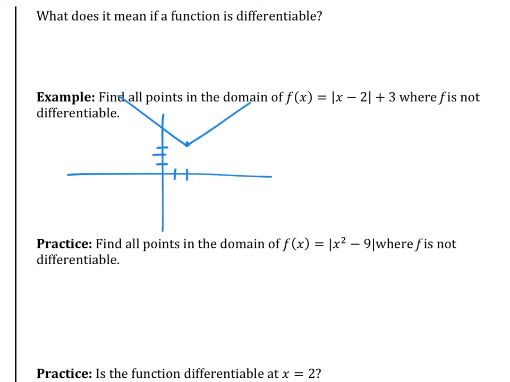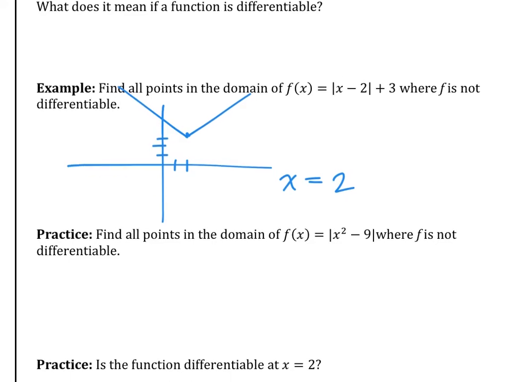Okay, so the question is, where is it not differentiable? Well, that's kind of easy. We already said differentiability depends on the shape. So it's not differentiable when there is a sharp corner. So we can say that it's not differentiable at 2, because at 2 the vertex is not differentiable.